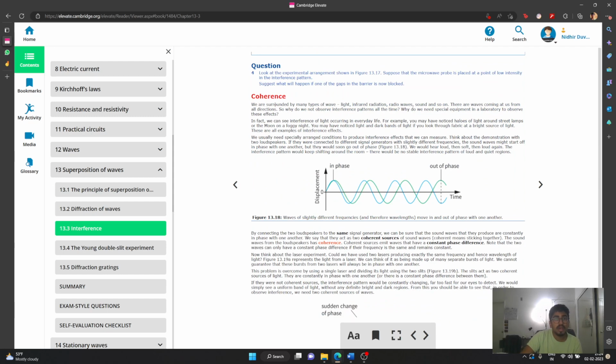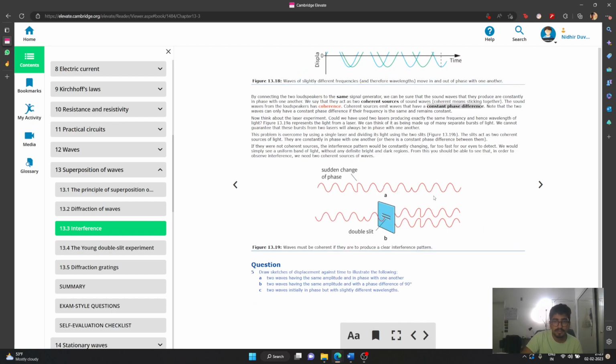So this is called coherence. When both the waves are working in the same phase, they have a constant phase difference. If the phase difference here was 0, then here it is 180. So this phase difference has changed, right? So phase is the difference between the two waves. So this is they're in the same phase. This is they're out of phase, right?